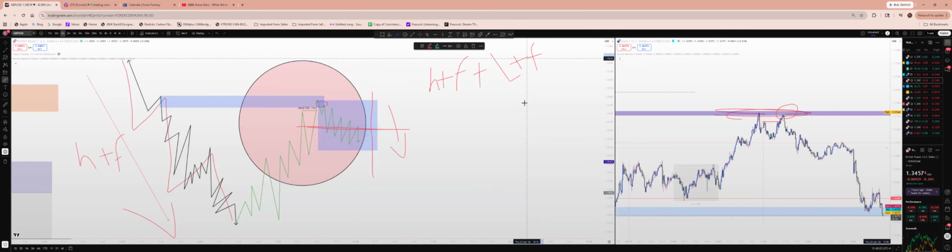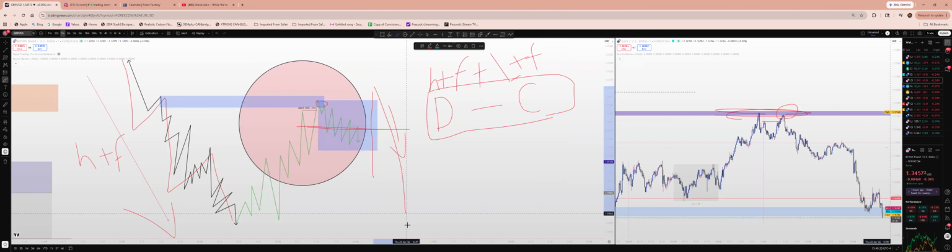This is called the higher time frame direction, and this here is the condition. When these two align like this, you could take a pro trend scenario, sell down.